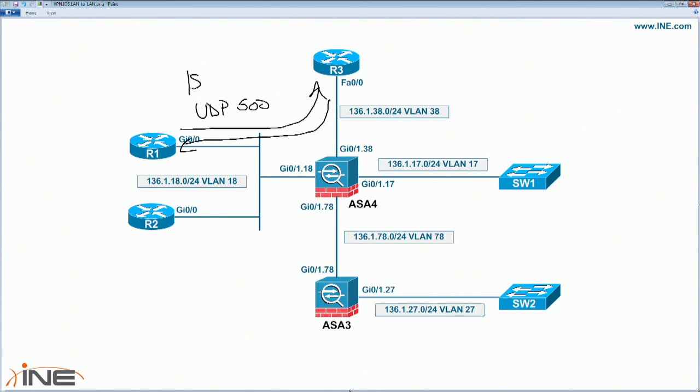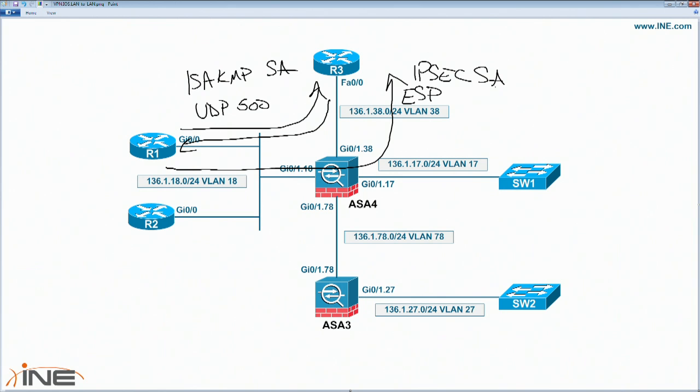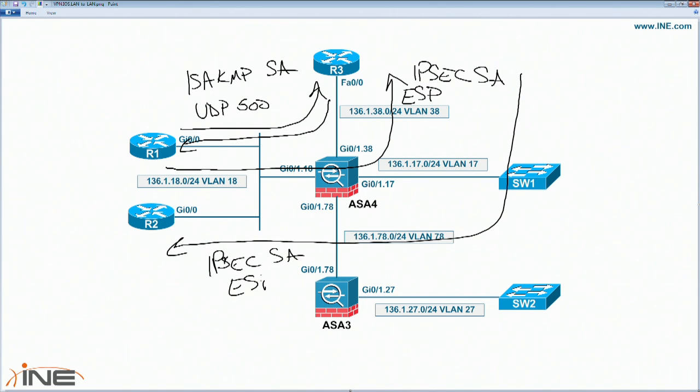Okay, that is the ISAKMP SA. That's bidirectional. Then router 1 sent out the ESP request, so this is our IPsec SA. And then router 3 sent its own request for the IPsec SA. Okay, we're using ESP. ESP is, again, IP protocol number 50.